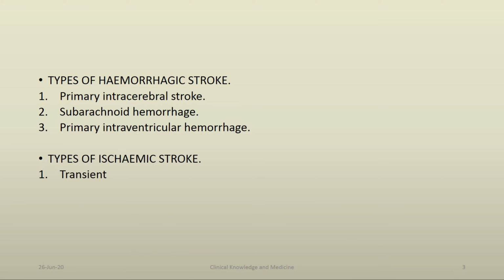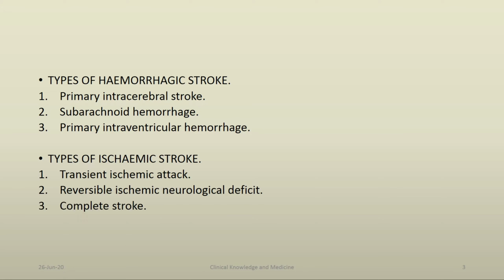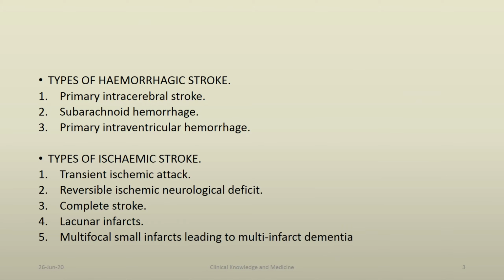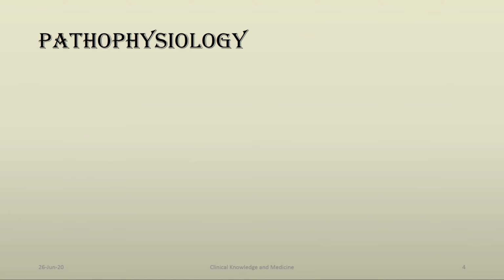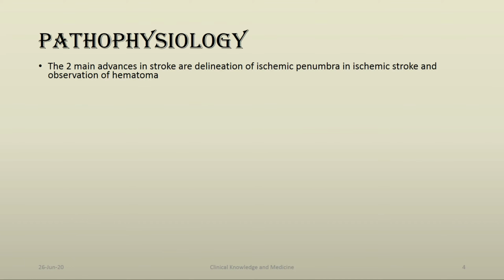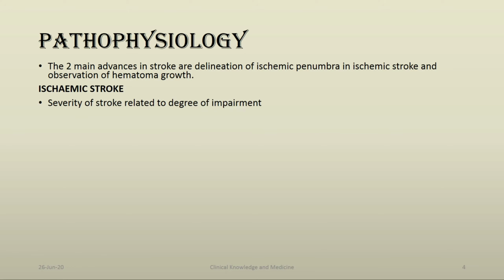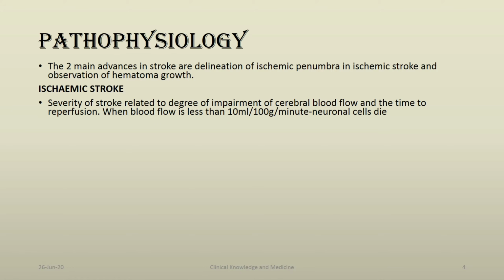Types of ischemic stroke: transient ischemic attack, reversible ischemic neurological deficit, complete stroke, lacunar infarcts, multifocal small infarcts leading to multi-infarct dementia. Pathophysiology: the two main advances in stroke are delineation of ischemic penumbra in ischemic stroke and observation of hematoma growth. Ischemic stroke: severity of stroke is related to degree of impairment of cerebral blood flow and the time to reperfusion. When blood flow is less than 100 ml per 100 gram per minute, neuronal cells die.